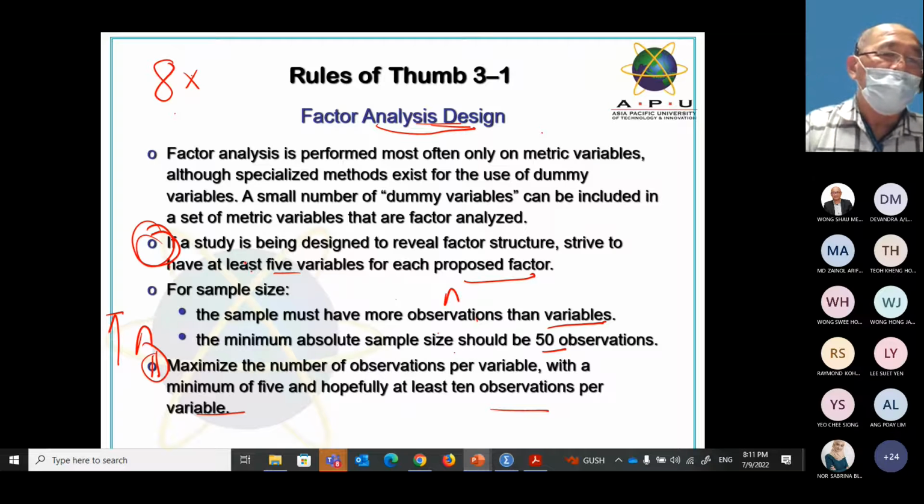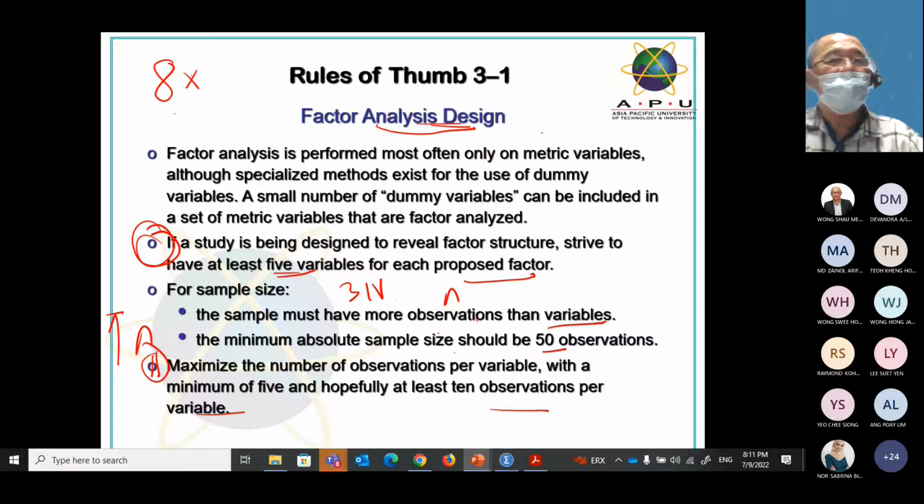And this is a guideline. They said at least 5. So let's say finally maybe you only get 3 variables, but still good. You got 3 variables to form a factor. Why not? Okay, it's like that.